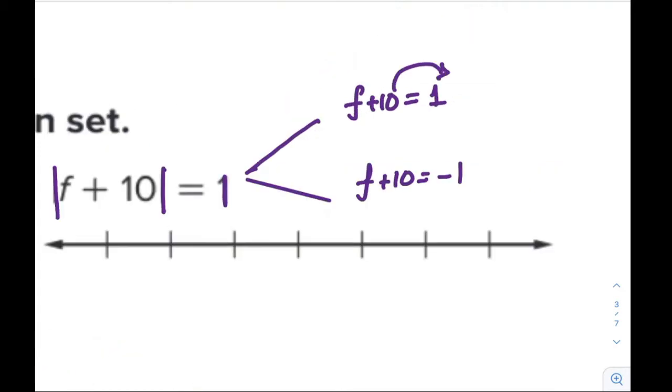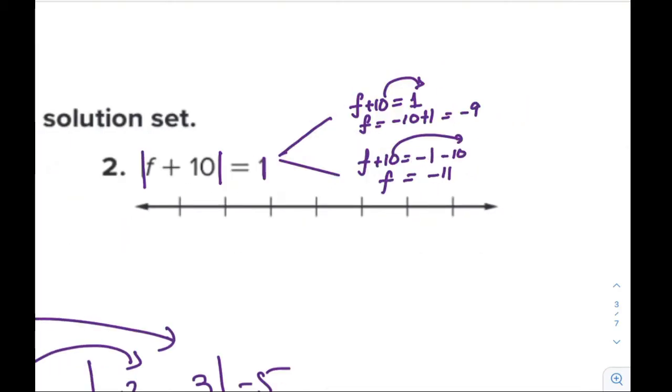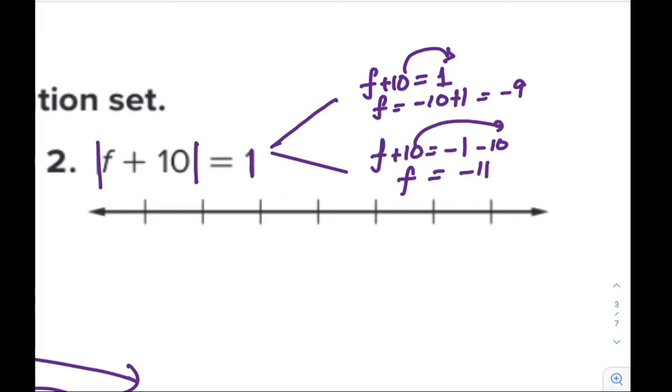Solving each equation individually. So this will be negative 10 minus 1, which is negative 9. And the other one, negative 1 minus 10, which is negative 11. And in both cases, we are going to plot them. This is negative 11, so negative 10, negative 9. We have two solutions, this one and this one.